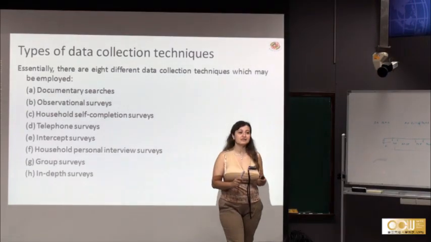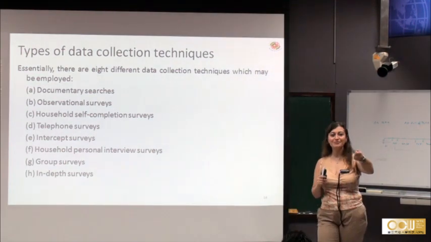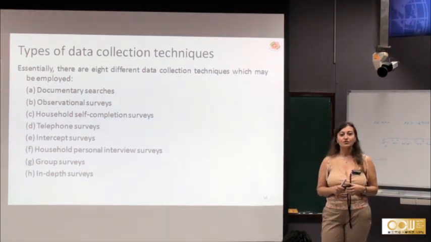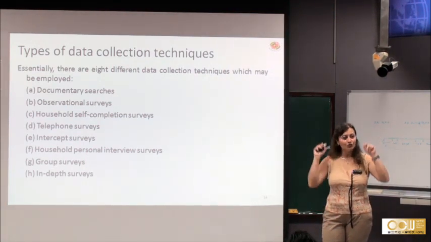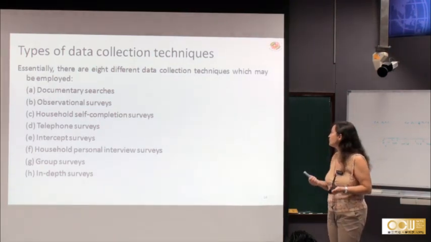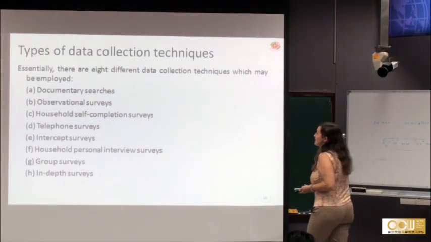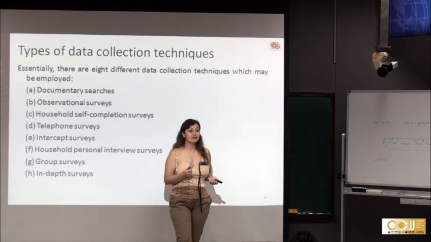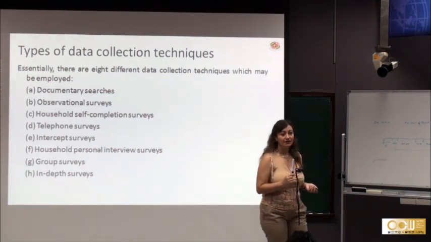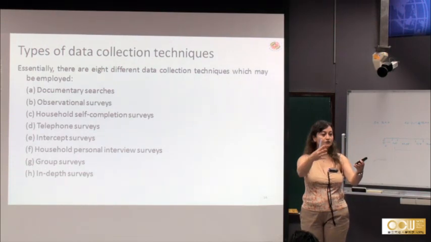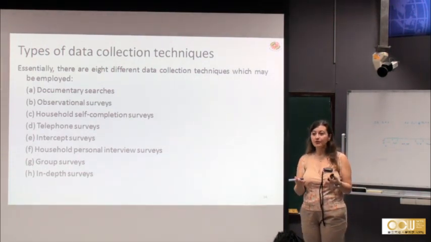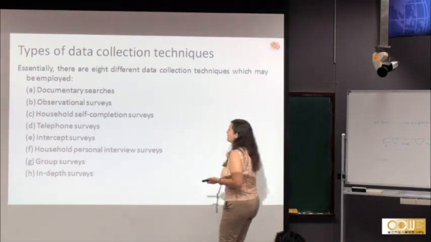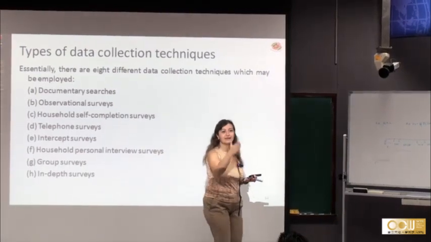A household self-completion survey is when you give a piece of paper to the household with a number of questions, and they complete the survey by themselves. So you suppose that they are good enough, they understand the survey, and so they will complete it themselves. Then you have telephone surveys. This is the way national household travel surveys are collected. They send out the questions, so the people can read the question and give the answer on the telephone.